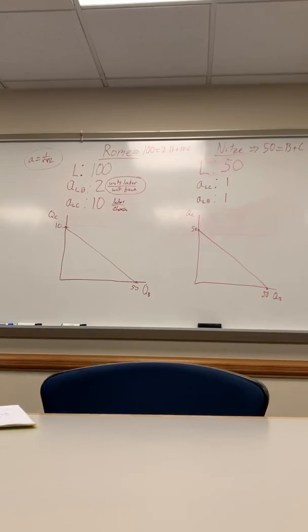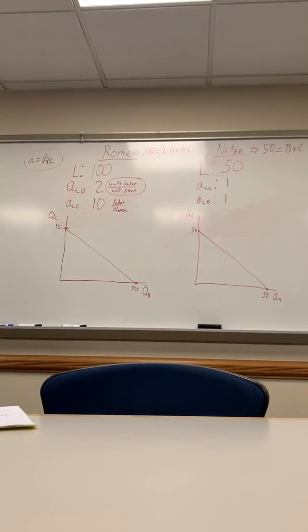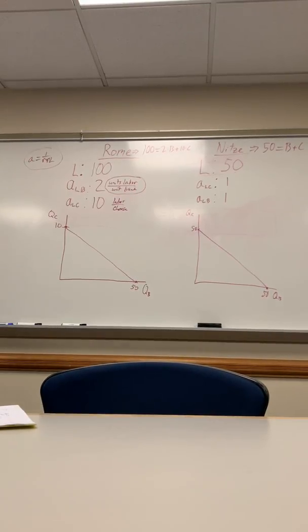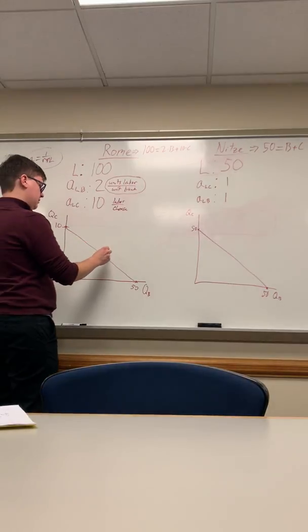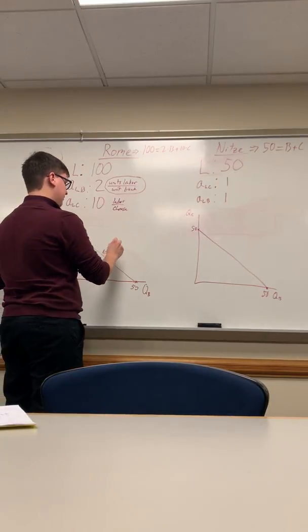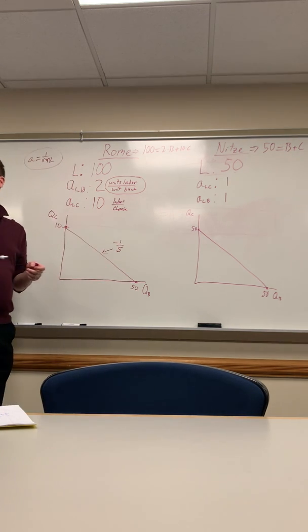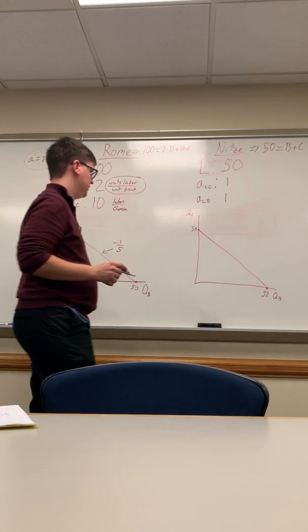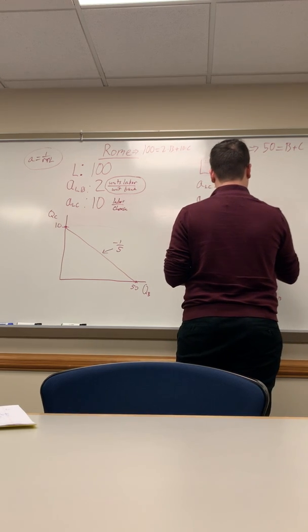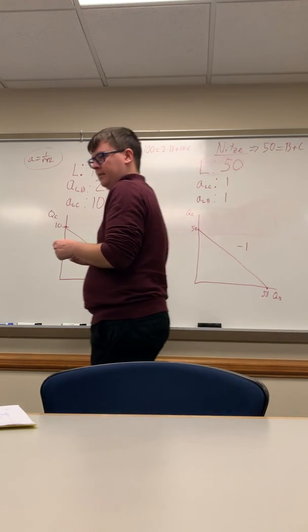So we've got this now. What's the first thing? What do we want to find? Why did we draw our PPFs? As I've said, what we're trying to get towards is finding comparative advantage. The reason is that I like to find the slope. Slope is going to be -1/5 here, and -1 here.